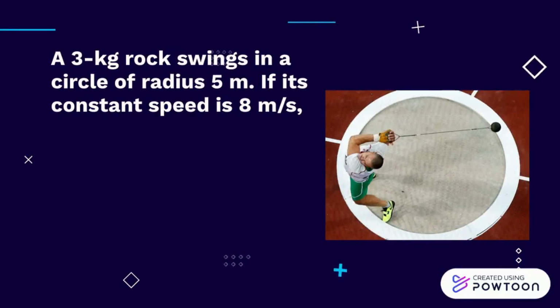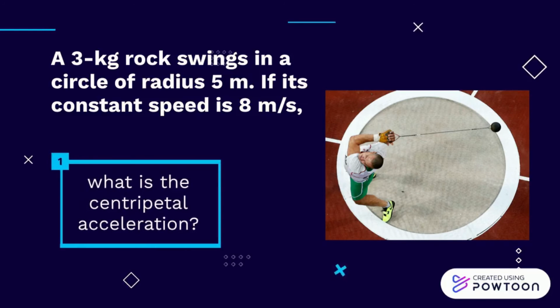A 3-kilogram rock swings in a circle of radius 5 meters. If its constant speed is 8 meters per second, what is the centripetal acceleration? So the given is mass equals 3 kilograms, radius equals 5 meters, velocity equals 8 meters per second.